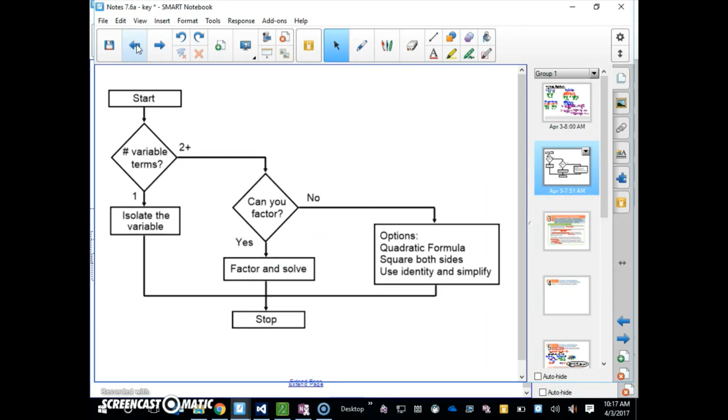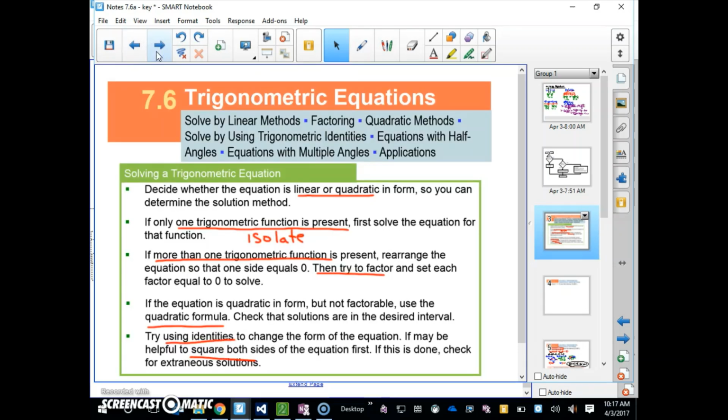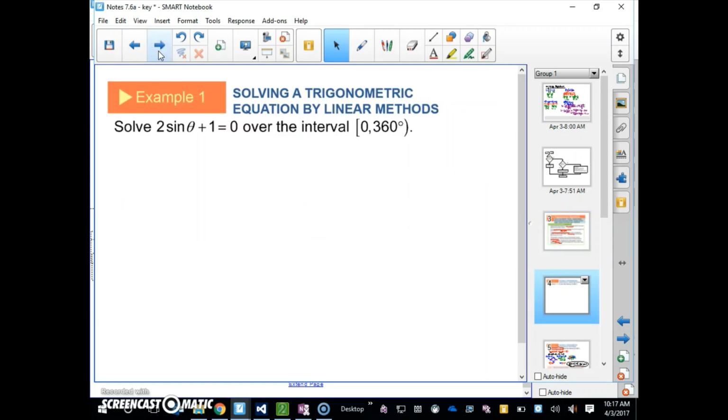I tried to set it up as this flow chart. I think that makes your decision process a little bit easier. Try and follow through this flow chart. It says the same thing as this chart, pretty much. Okay, so we look at example 1. We're solving 2 sine theta plus 1 equals 0 over the interval from 0 to 360.